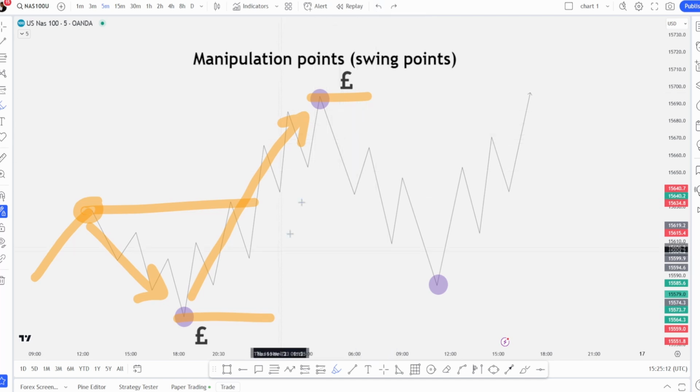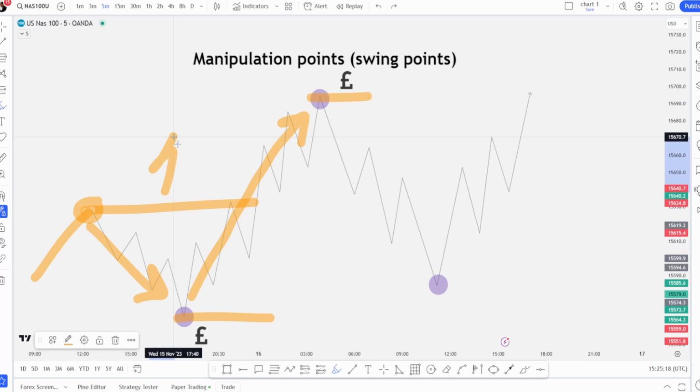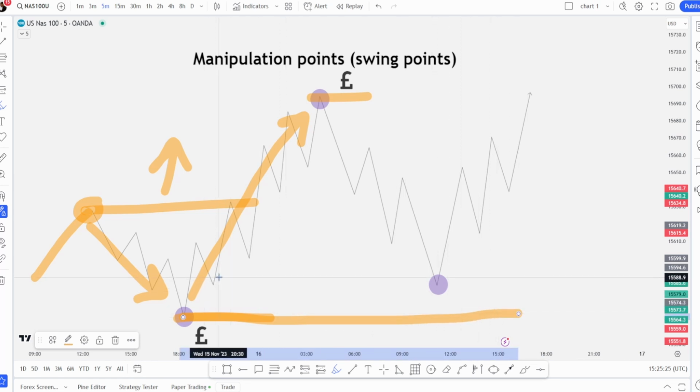But as soon as we have this established, we already know that we've broken above a manipulated high, which means price is traveling up. We also know where we want price to pull back to, so, for example, the manipulated low. Again, we'll go into more detail about that shortly. And then we know where we want price to target, which is the manipulated high.